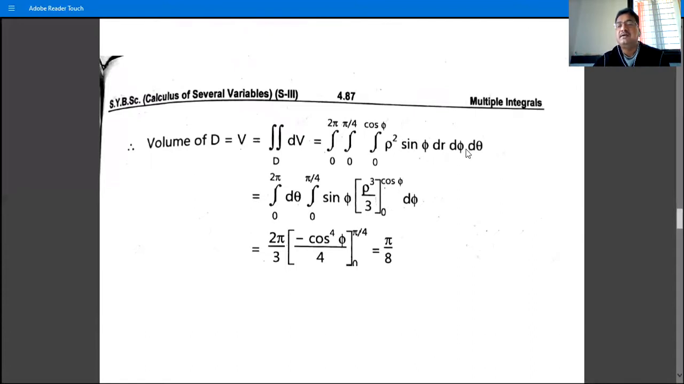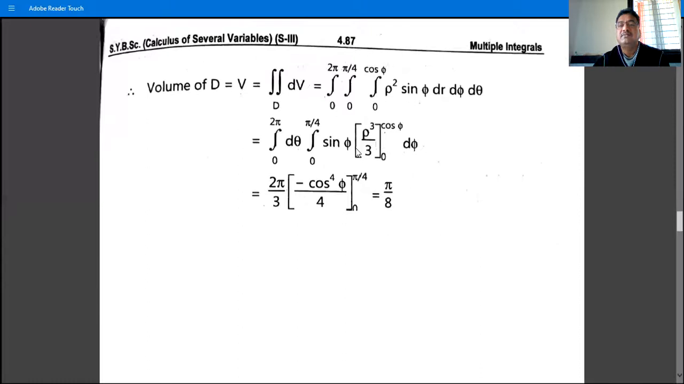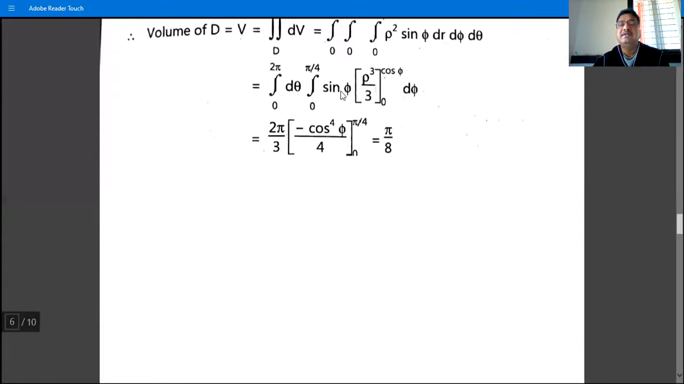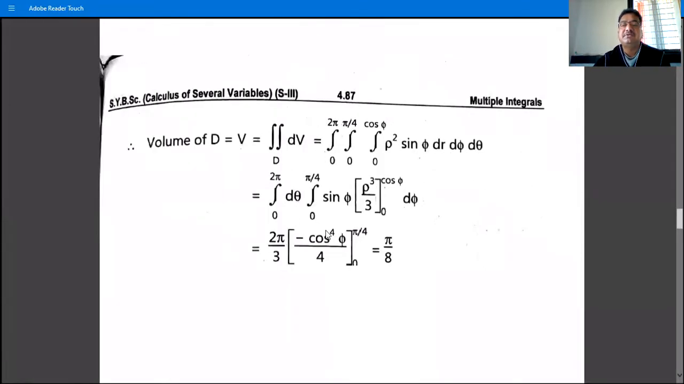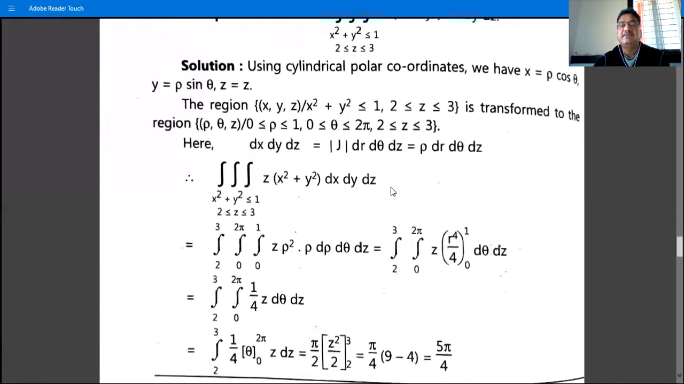Here r runs from 0 to cos phi, phi runs from 0 to pi by 4, and theta runs from 0 to 2 pi. First find the integration with respect to r and apply the upper and lower limits, then find the integration with respect to phi, and then with respect to theta. We have this answer, pi by 8.